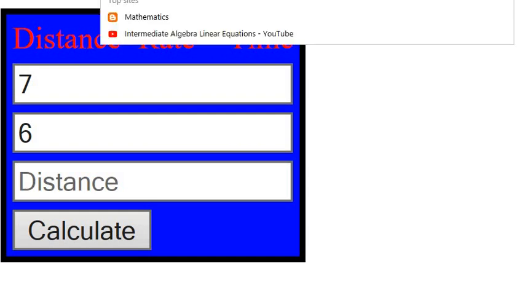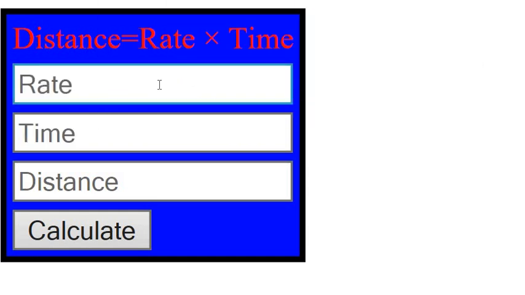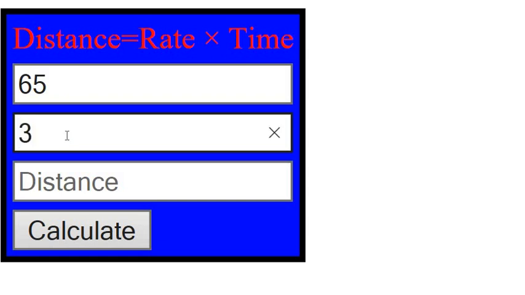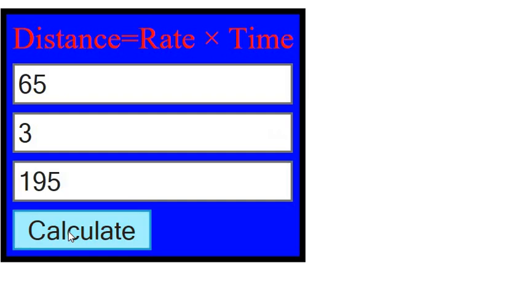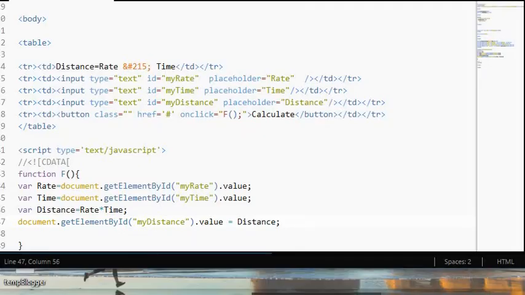So we'll come up here, refresh the page. Okay, let's say we're going 65 miles per hour, or whatever, kilometers per hour, and we traveled for 3 hours. We went a distance of 195 miles. You can get fancy and put miles on here. You could put your units in here if you want, however you want to do that. Okay, so that looks like that's going to work.